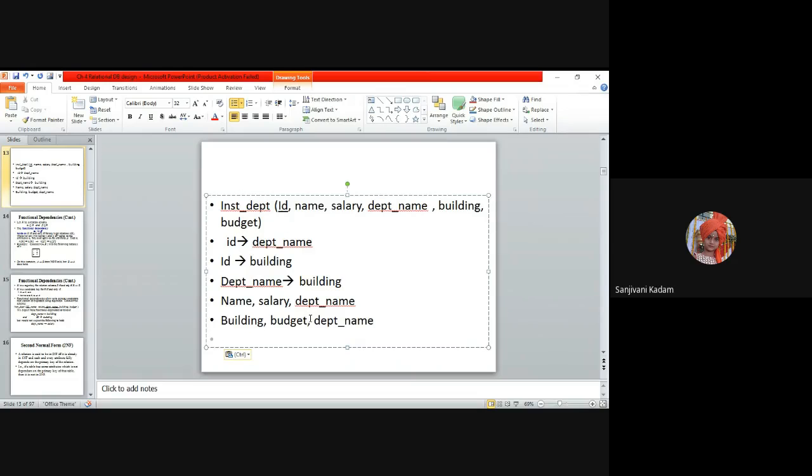And hence the remaining attributes will be taken into one relation, and the other attributes will be taken into another relation. So we can say that after dividing into instructor and department, these two relations are in second normal form. Clear?